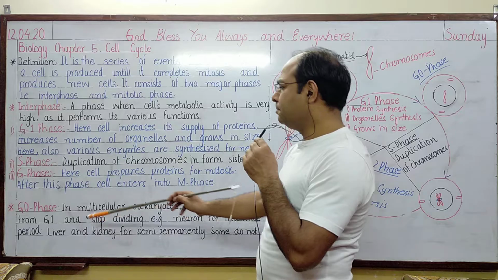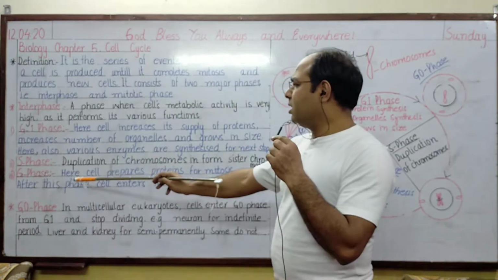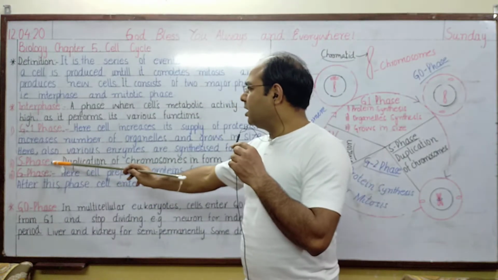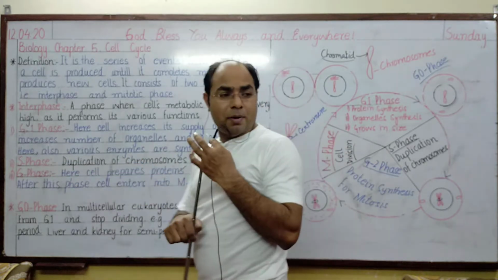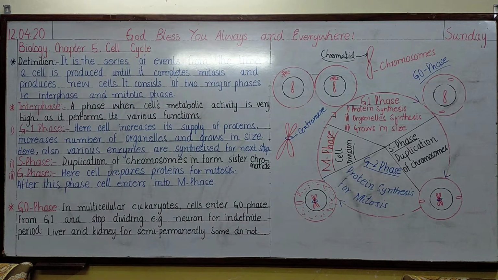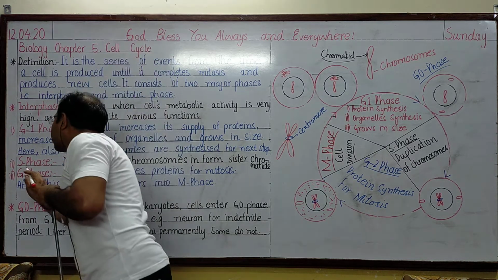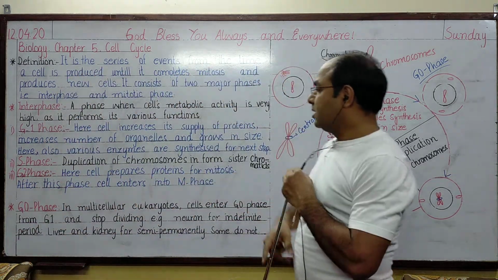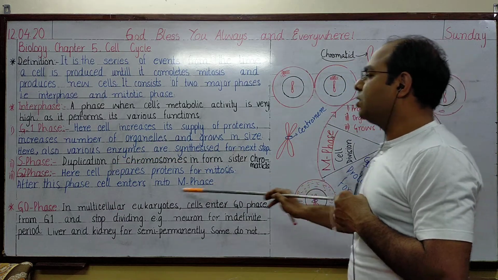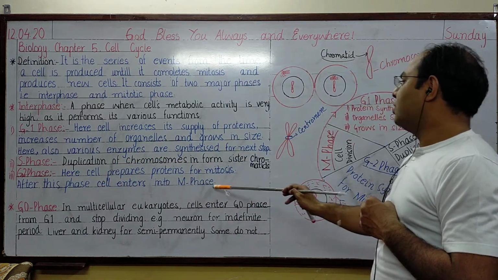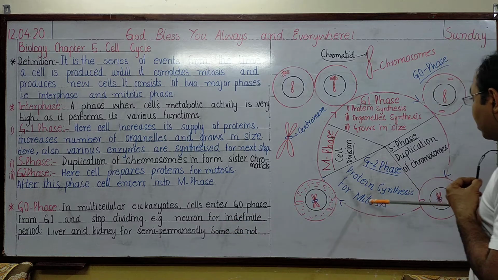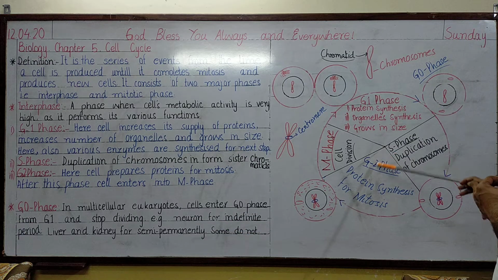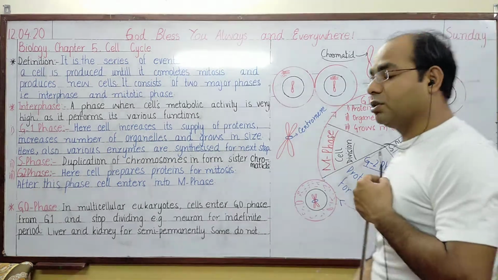You would understand gradually. A G after S phase is G2 phase. I pardon, I made a mistake here. I will have to correct it. Okay, please, here it's G2 phase. Here, the cell prepares proteins for mitosis. After this phase, the cell enters into M phase, that is mitotic phase. I told you here in G2 phase, protein synthesis. That means the cell prepares proteins that are going to be used in the next phase, that is mitotic phase.